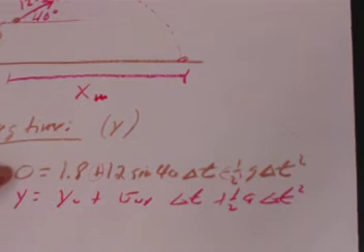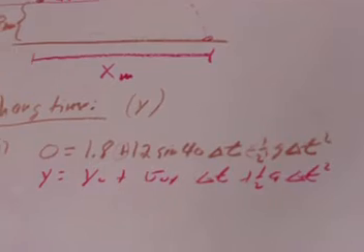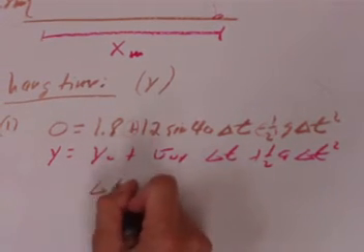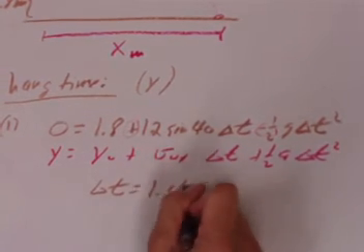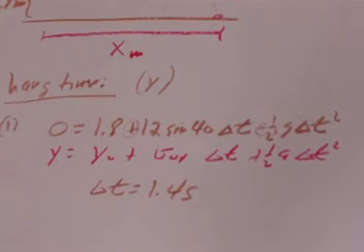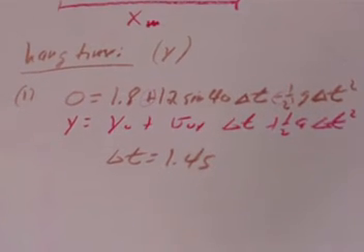So if you look at the equation here, you have a quadratic equation in the variable t. Now you need to be able to solve that sort of thing, but if I do that here, I get a delta t of about 1.4 seconds. So this ball is going to be in the air for 1.4 seconds.